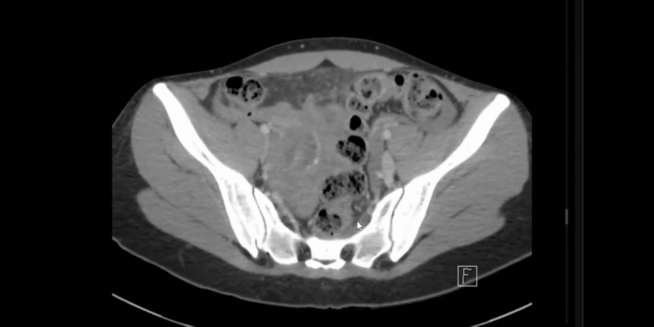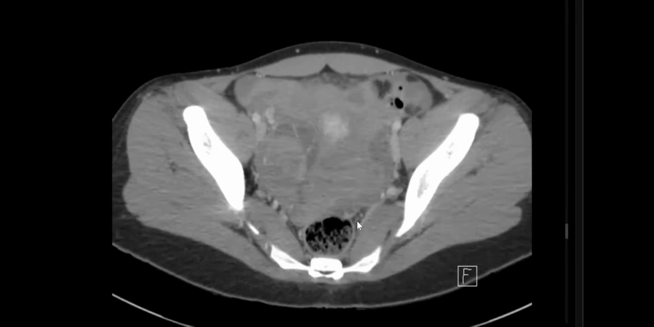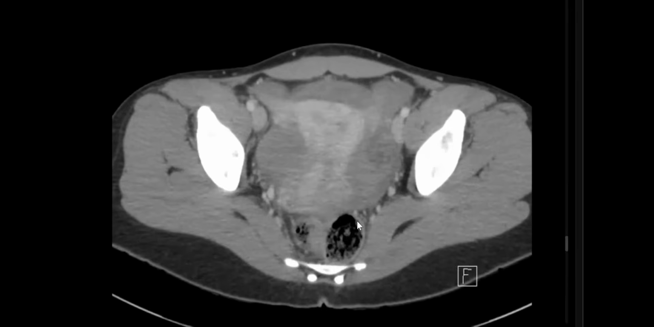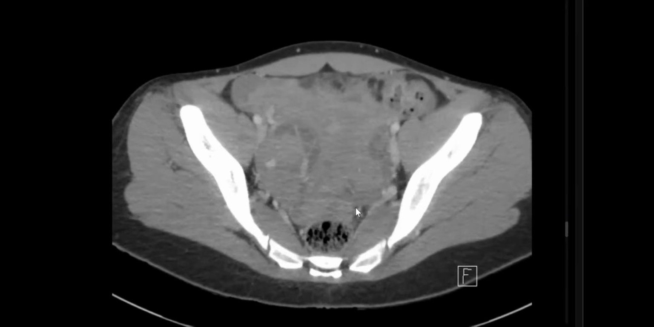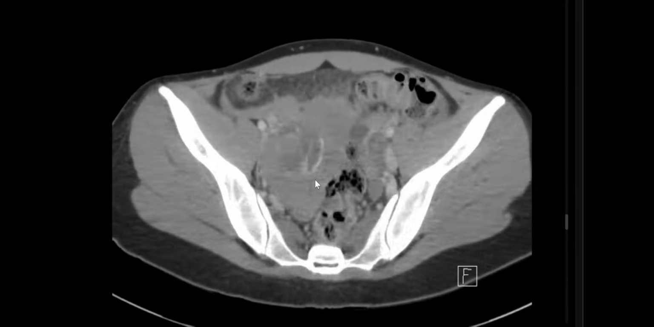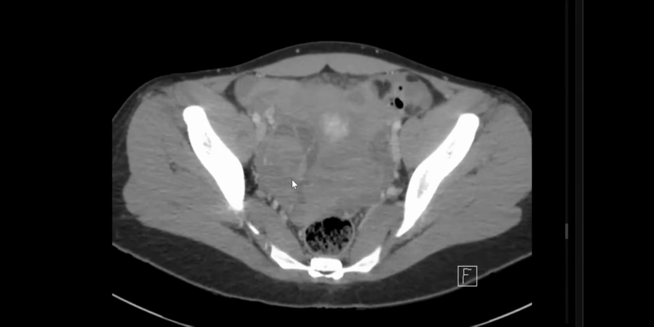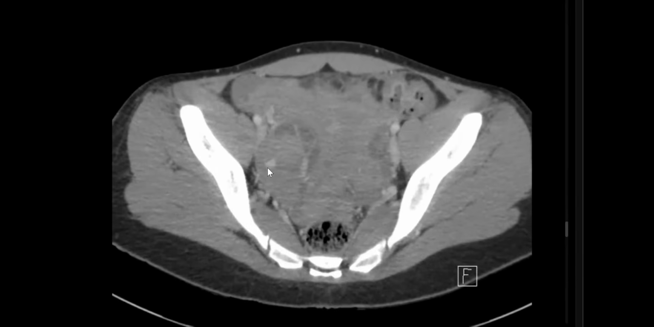Reaching the pelvis, I can see a large amount of pelvic collection of high density, and on the right side, you can see some contrast extravasation here. There might be some hemorrhage, an element of active hemorrhage here.